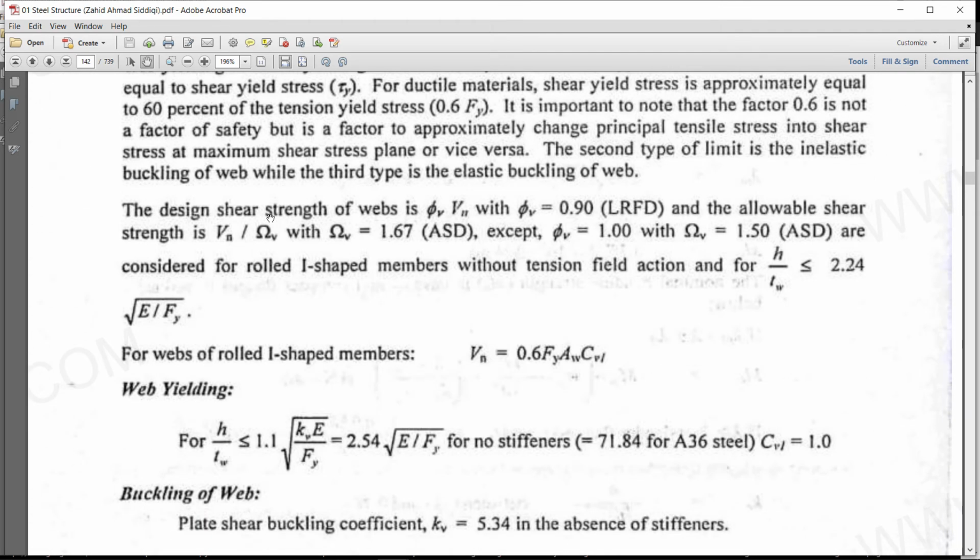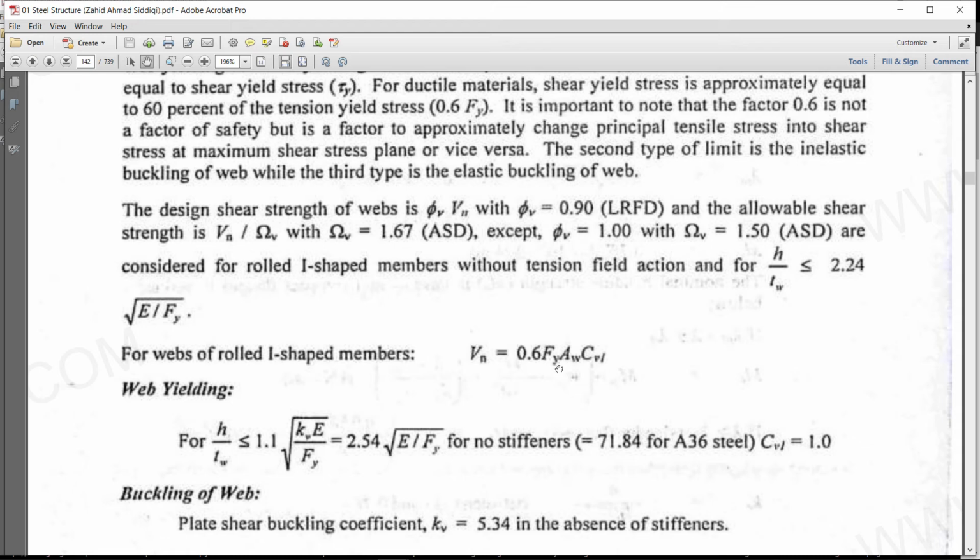So here is the shear capacity formula. The design shear strength of a beam, which we get from the design shear strength of the web, with the factor 1.5 for ASD, the allowable shear strength, and 0.9 for LRFD. And here, for I-shaped members without tension field action, when our h over tw is less than or equal to 2.24 multiplied by the square root of E over Fy, then the shear capacity formula is Vn equals 0.6 Fy Aw Cv1.